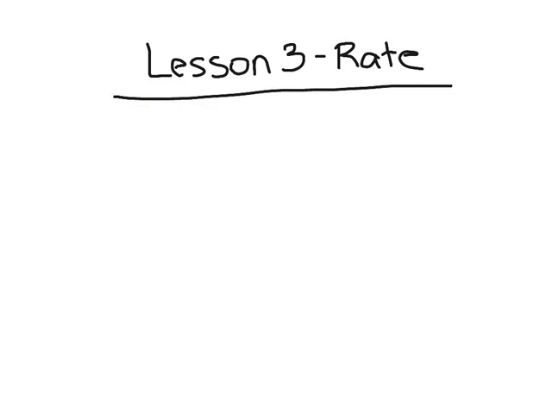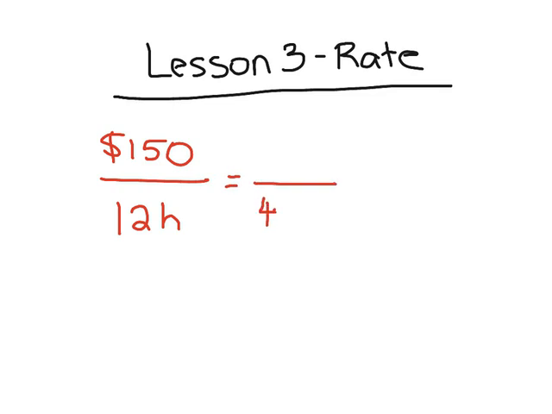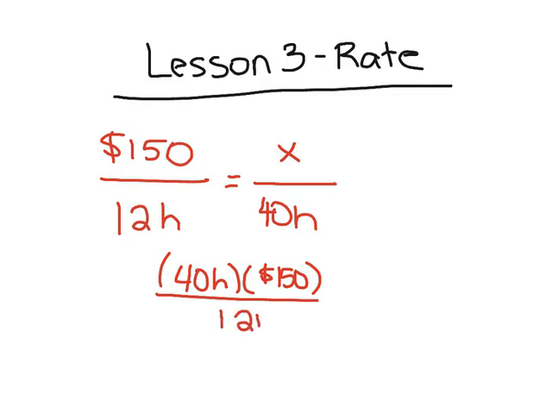Example 4. If you earn $150 in 12 hours, how much will you earn if you work for 40 hours? So we go $150 for every 12 hours, and we want to find out how much we'll make for 40 hours. So we put our 40 on the same side as the hours, x, so we go 40 hours times $150 divided by 12 hours is equal to x. Our hours are going to cancel, and we're left with dollars, so 40 times 150 divided by 12 is $500.